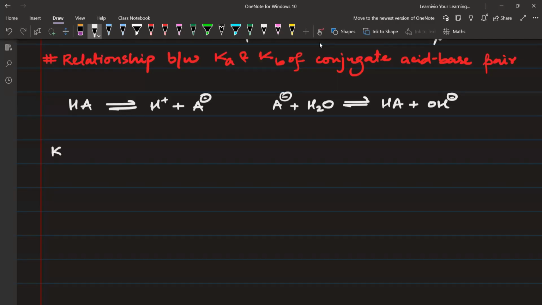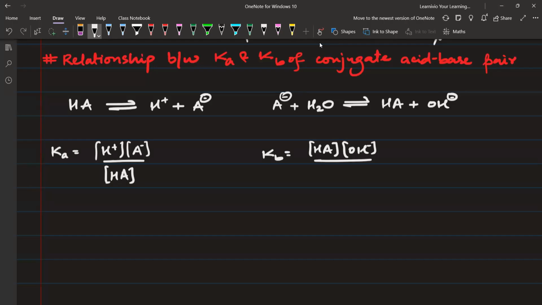For this reaction, I can write the Ka, it will be equal to the concentration of H plus into the concentration of A negative divided by the concentration of HA. For this, I can write the Kb, which will be equal to the concentration of HA into the concentration of OH negative divided by the concentration of A negative only because water is a pure liquid और pure liquid के हम लोग लेते नहीं है ना, we do not write pure liquid in the equilibrium constant.